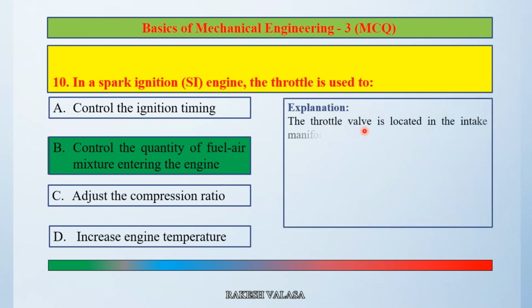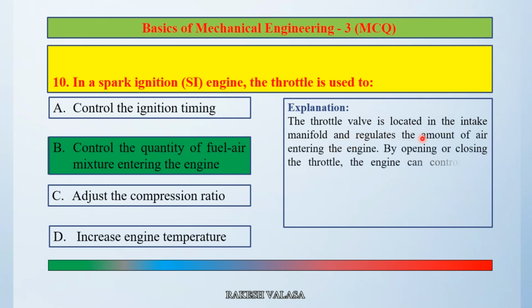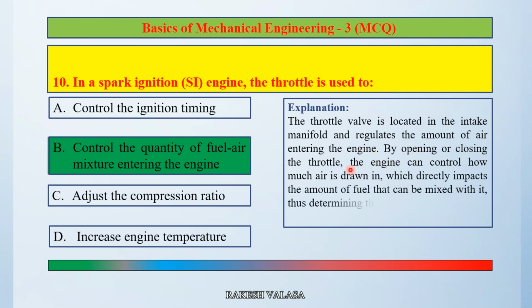The throttle valve is located in the intake manifold and regulates the amount of air entering the engine. By opening or closing the throttle, the engine can control how much air is drawn in, which directly impacts the amount of fuel that can be mixed with it, thus determining the overall quantity of fuel air mixture entering the cylinder. So the correct answer is option B, control the quantity of fuel air mixture entering the engine.